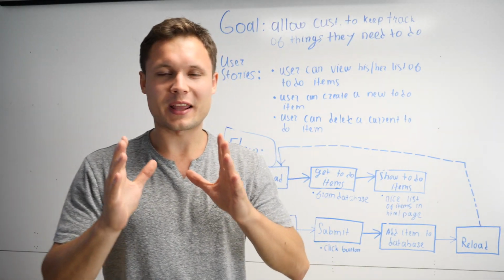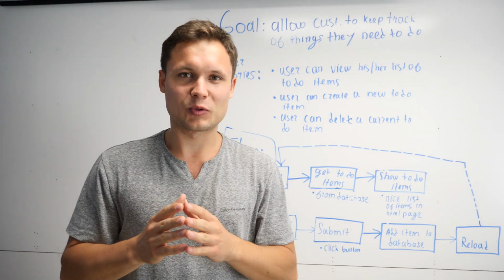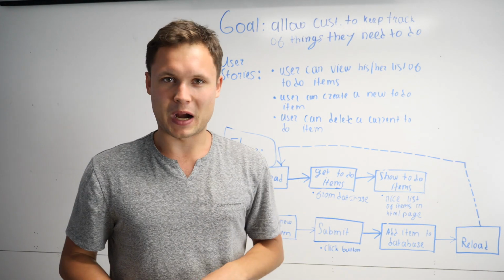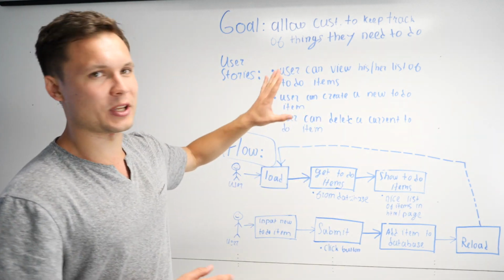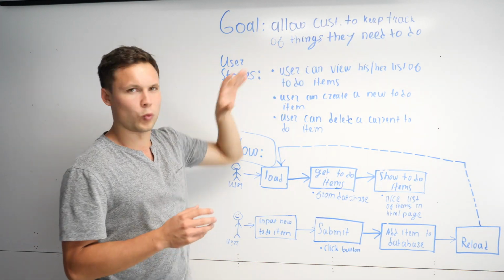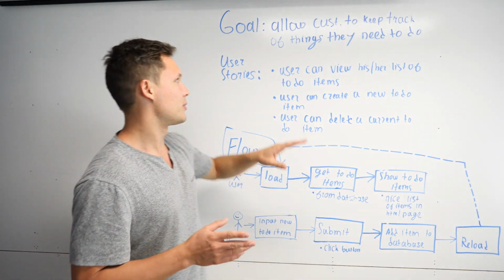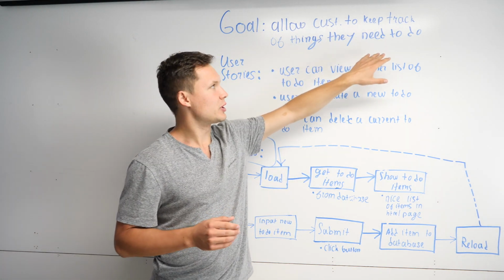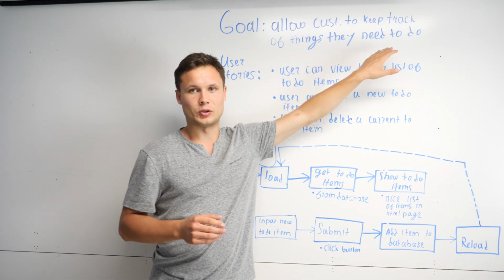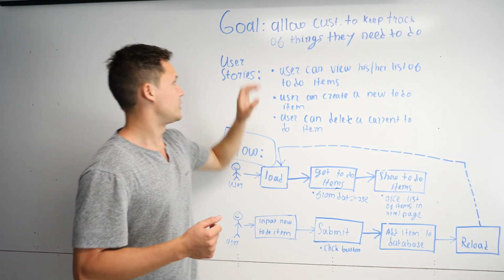Alright, so before starting any new project, I like to write out a very simple requirements document like this, okay? So let's take a look at, first things first, the goal. What are we trying to achieve with this app, right? So we want to allow users or customers to keep track of things they need to do on a daily basis. So that's the goal.